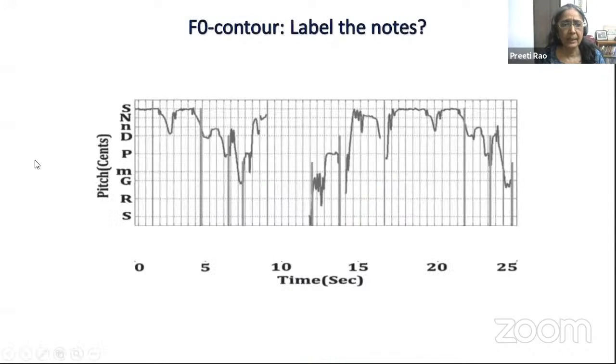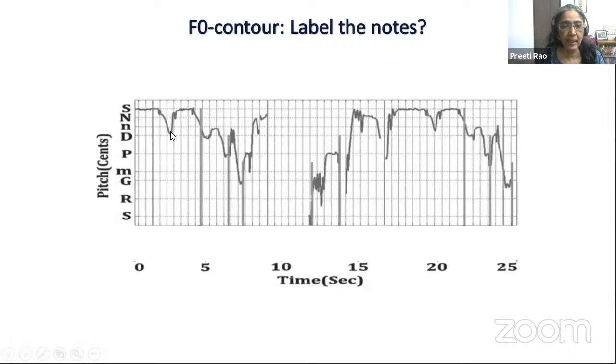Okay, so now maybe our MIR problem would get solved much more easily if we were to take this pitch contour. Here I've shown a pitch contour, just laid on the grid of the notes and labeled, right? Once we label this, we would find those pitch sequences, and then we could match and see whether those pitch sequences belong to that raga, whether all the notes come from a particular raga or not. But this note labeling task is a very difficult one.